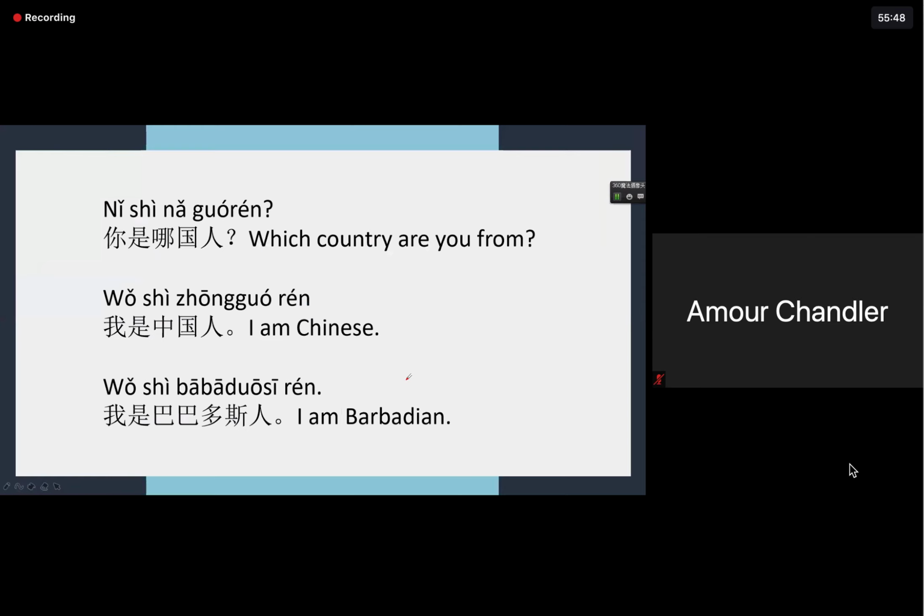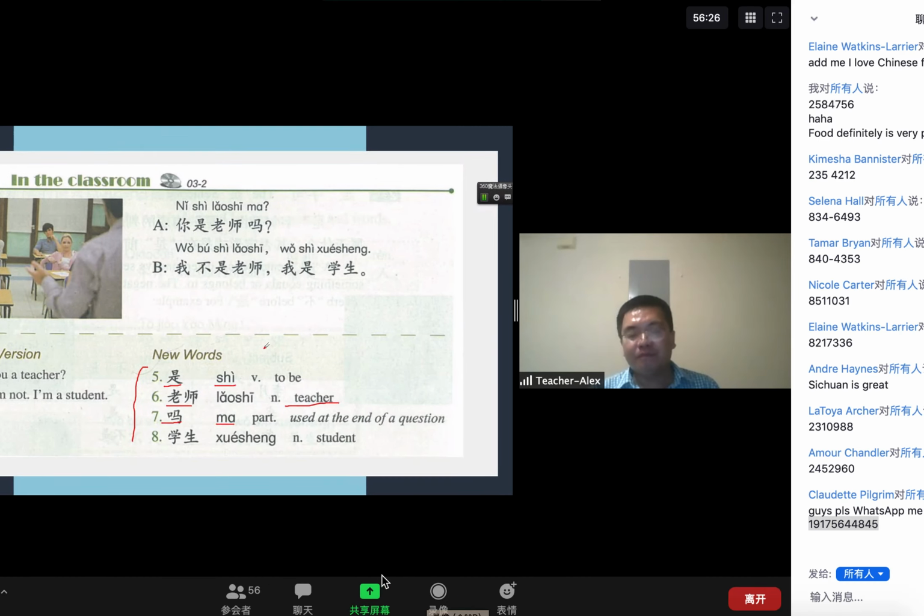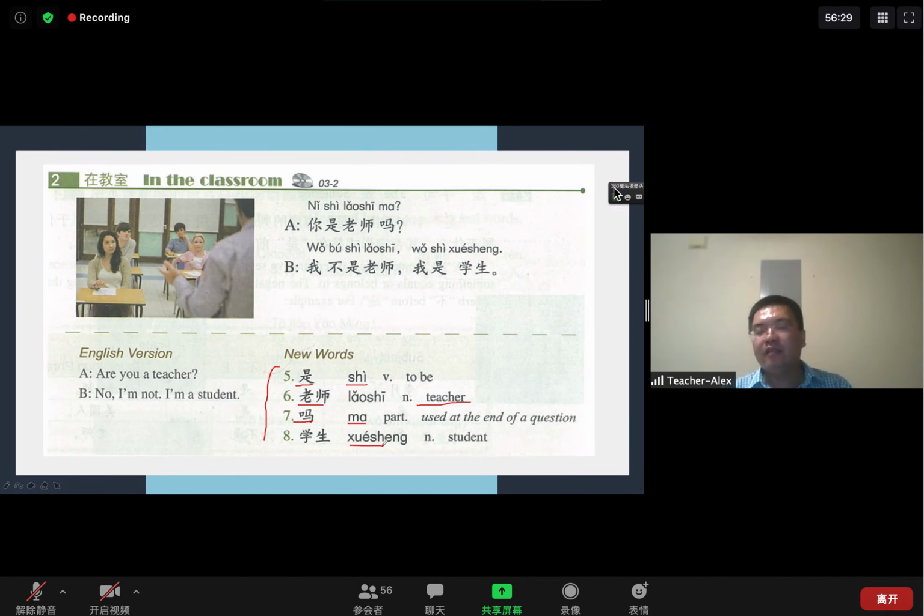Okay, we learn one more dialogue. In this dialogue there are six new words. The first one is 是. 是 means to be. Number six, 老师, teacher. And next word, 吗, this is a neutral tone. We just learned 轻声. Usually, it is used at the end of a question to form a question. Last one, 学生, student.